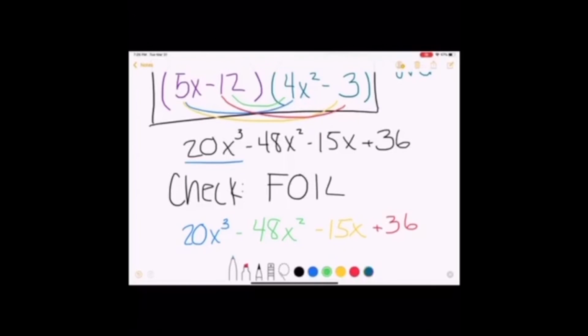Now we can see that this matches up to our original equation, 20x cubed minus 48x squared minus 15x plus 36. Because the equations are equal, we can see that we properly factored this equation by grouping polynomials.